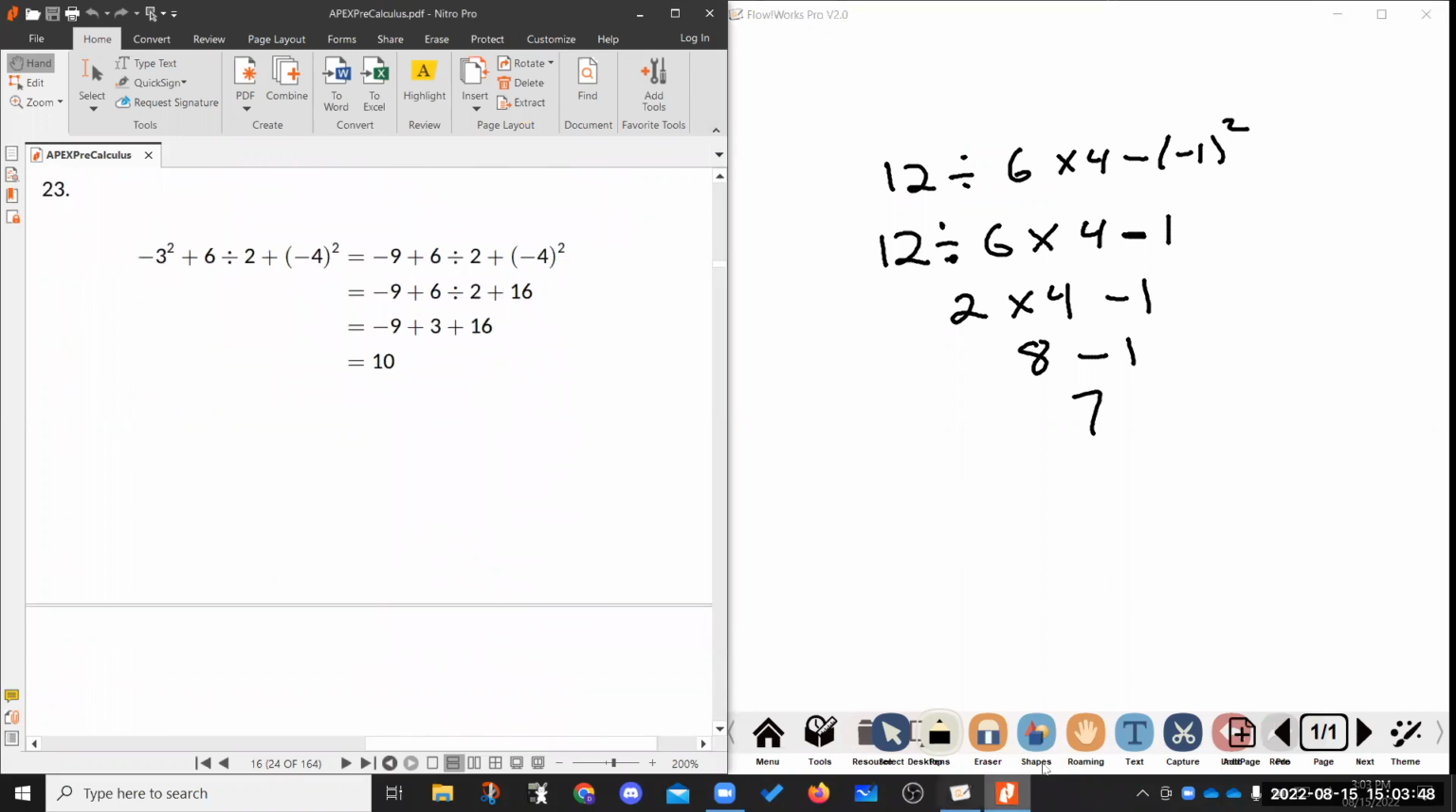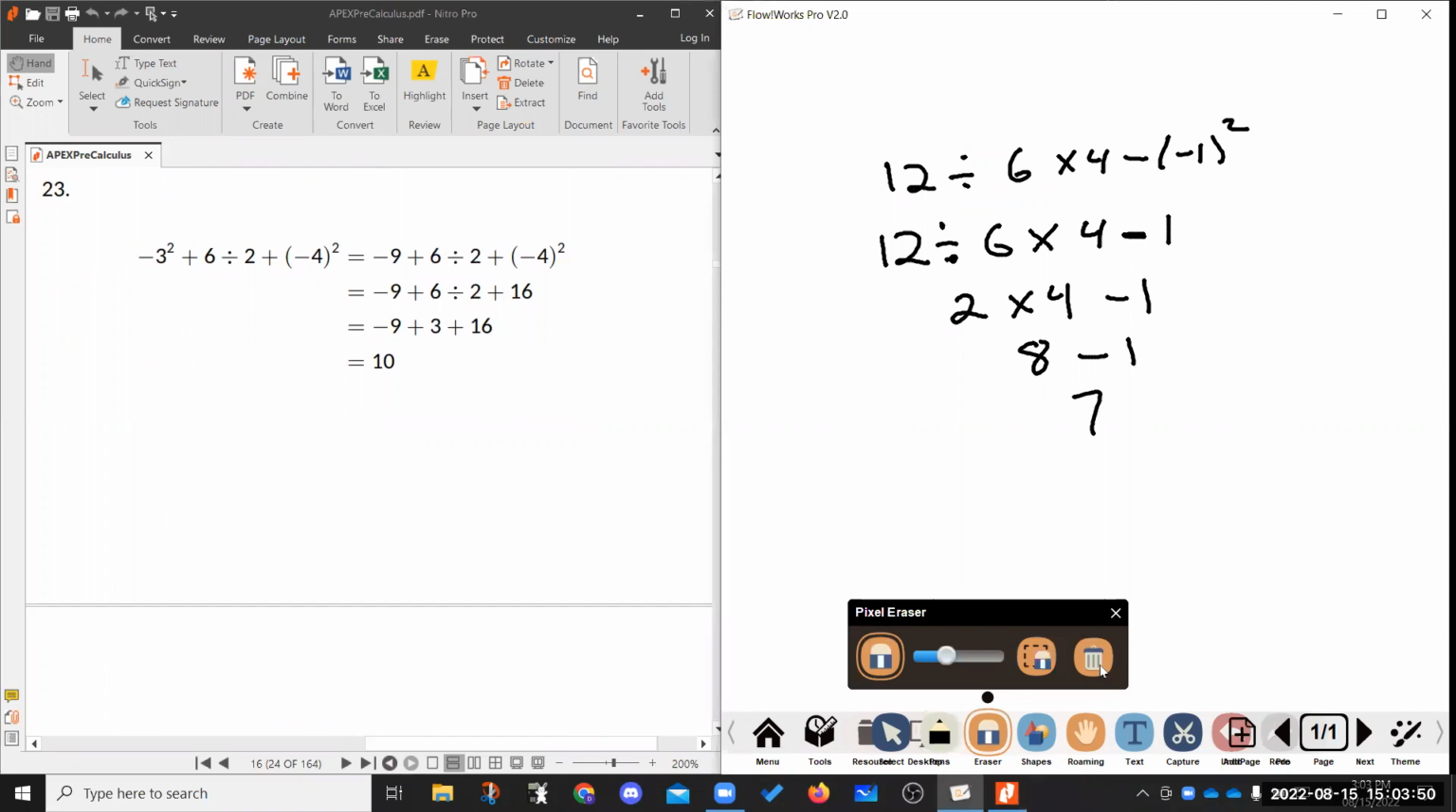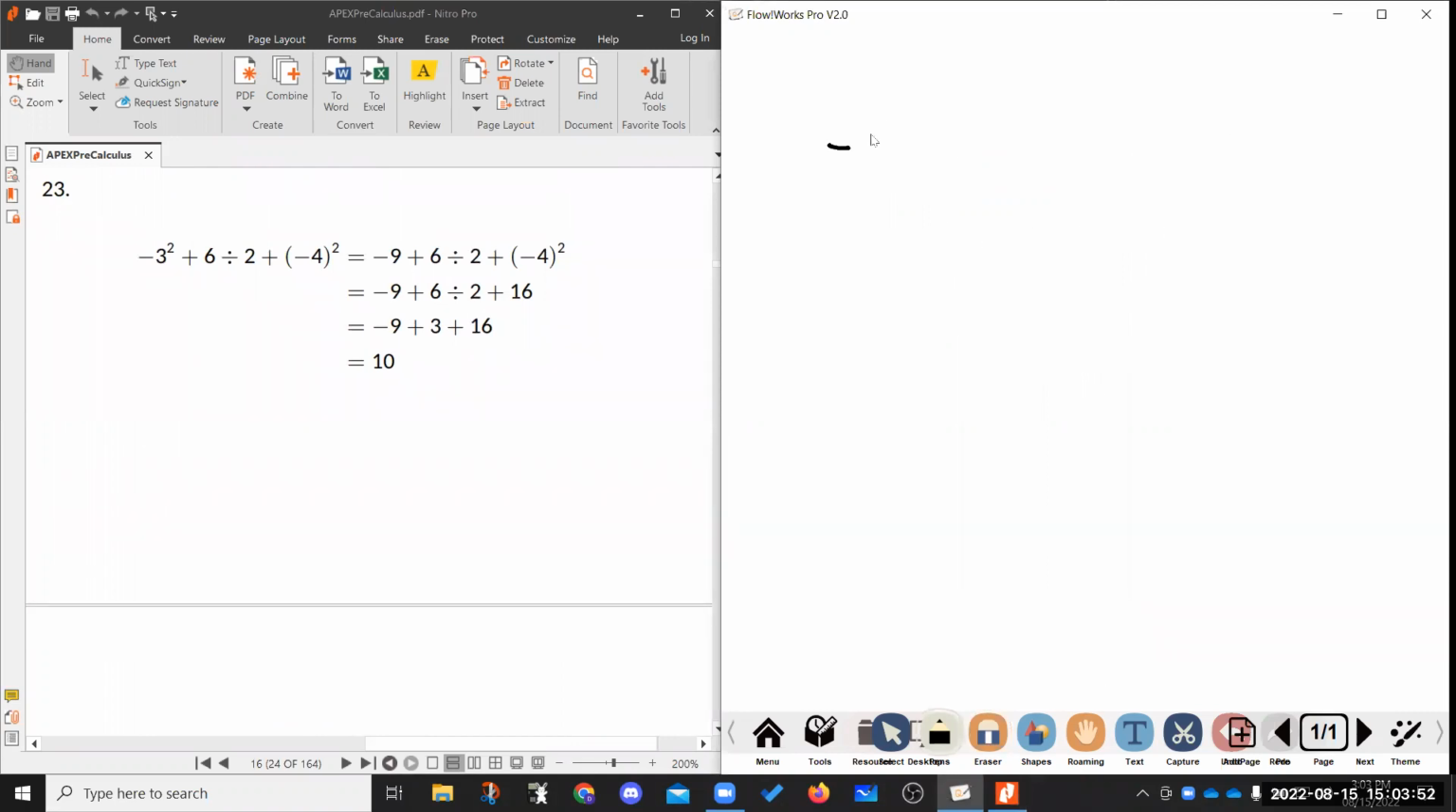See if we made any mistakes in this problem here. Negative 3 squared plus 6 divided by 2 plus a negative 4 squared. They're going to take care of their exponents first. They say this is negative 9 plus 6 divided by 2 plus 16. That looks good so far.